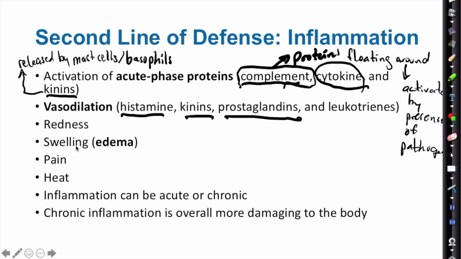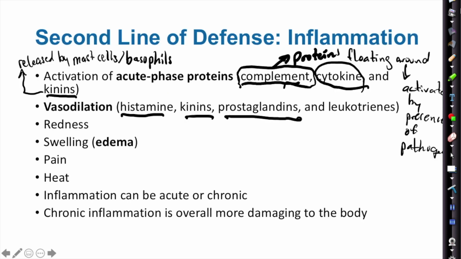So there is redness, swelling, because the blood vessels have vasodilated, which allows fluid to come out, which is called edema. There's going to be pain, there's going to be heat associated with it, and it can be acute or chronic. Chronic inflammation overall is more damaging to the body, obviously, because that pressure is also being exerted on your cells, which over time can be detrimental and stressful to those cells and can actually lead to apoptosis.